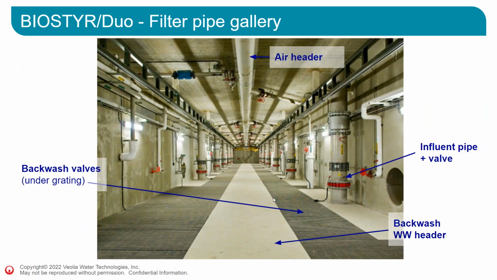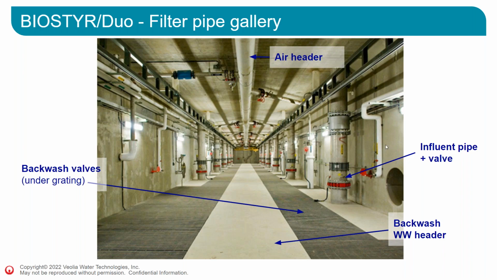So now this is the filter gallery of a Biostyr wastewater treatment plant. What you can see on the left and on the right are the Biostyr cells. You can see in the middle the backwash main header. This is where the backwash water is collected to go in the backwash tank. The backwash valves that allow the backwash are below the grates here.